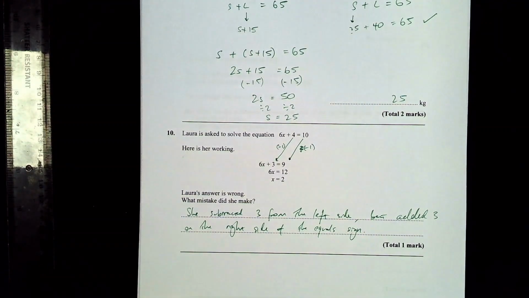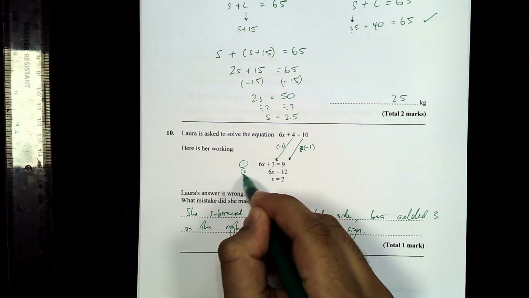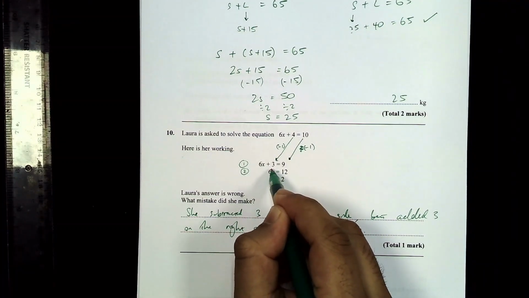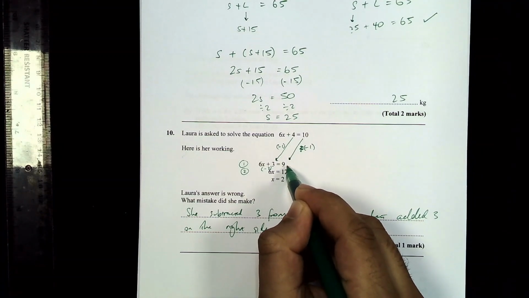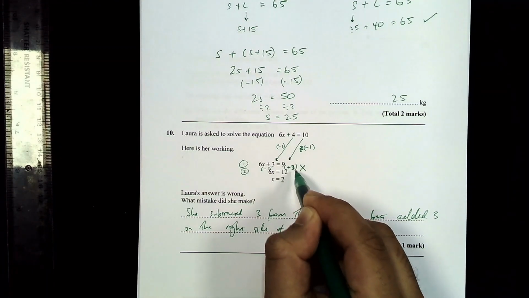So that's her mistake. If I call this line number 1 and line number 2, her mistake was between line 1 and line 2. Because if you notice here, she's taken away 3 there. She was supposed to take away 3 here, but she accidentally added 3 for some reason. So that is the bit she did wrong.